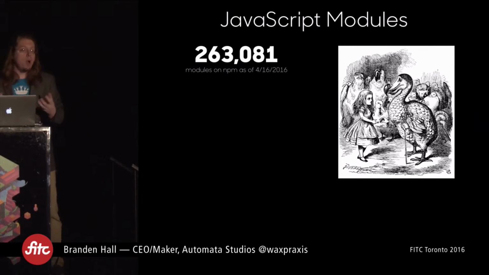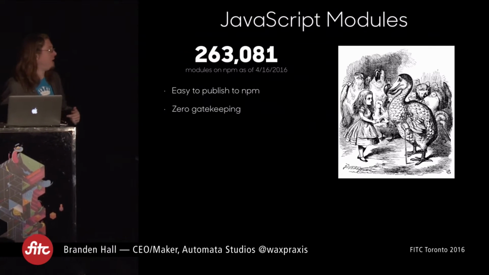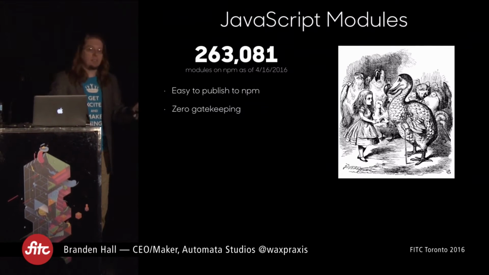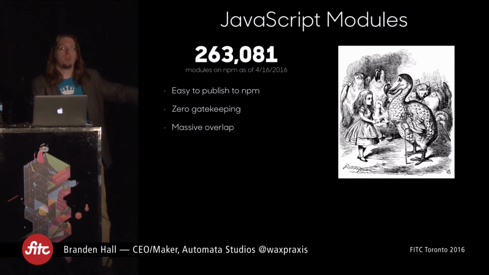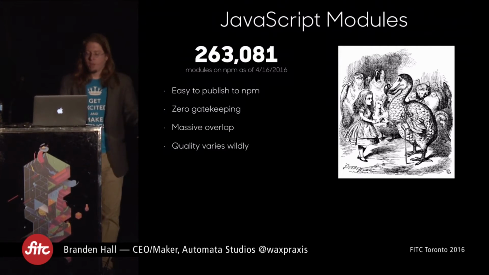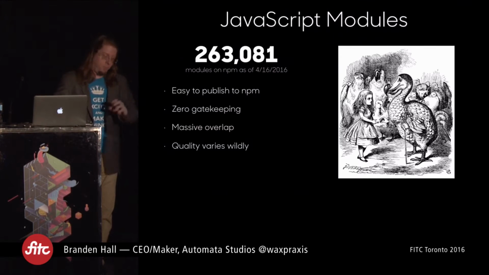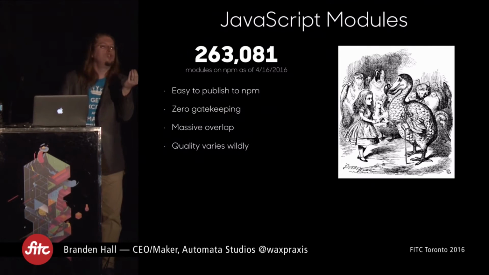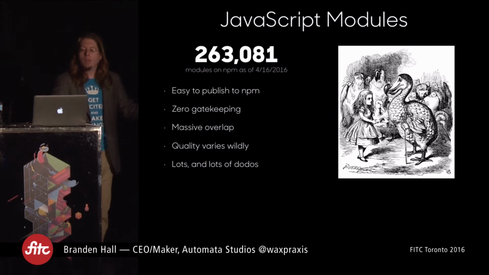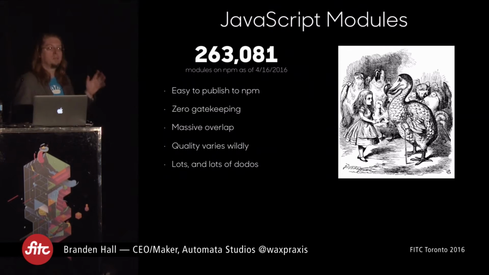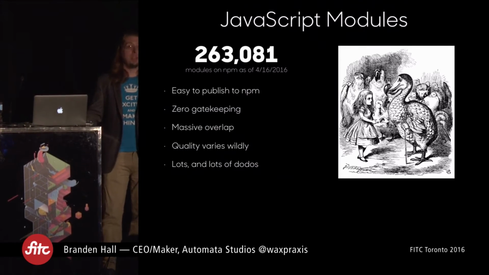It's humongous in comparison. The thing is they made it really easy to publish to NPM, but there's basically zero gatekeeping. There's massive overlap. Lots of people have written the same things again and again and again. The quality varies utterly wildly, from tiny jewels of amazing code to utter crap. And then there's lots and lots of dodos. There's lots and lots of stuff there that's not going to be there.